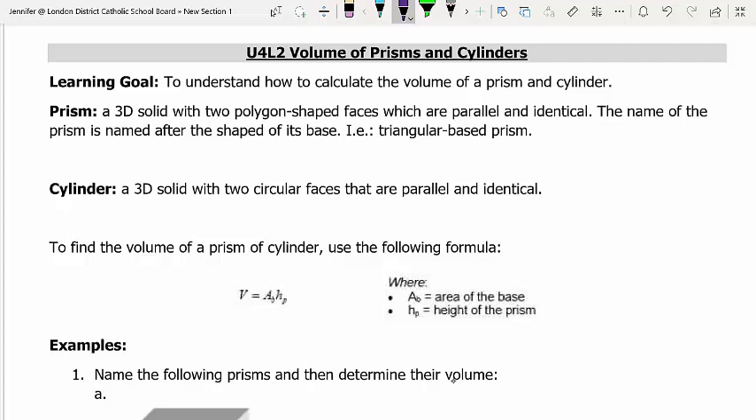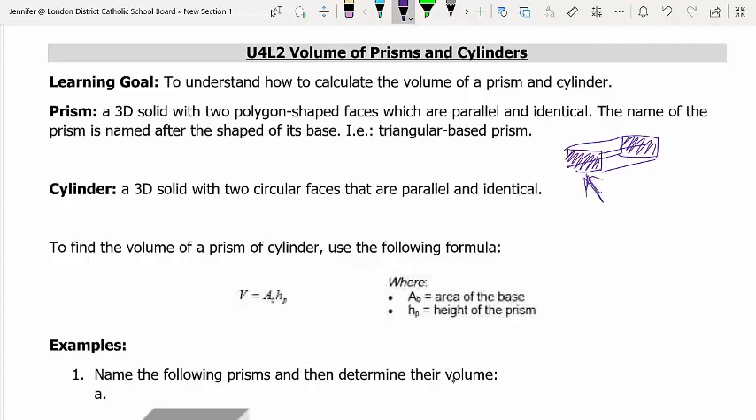to each other and identical. So for example, a toothpaste box would be an example of a rectangular prism because it has two polygon-shaped faces, these two rectangles that are opposite or parallel to each other, and they're identical in size. So the two polygon-shaped faces that are identical and opposite of each other are what you name the prism after.